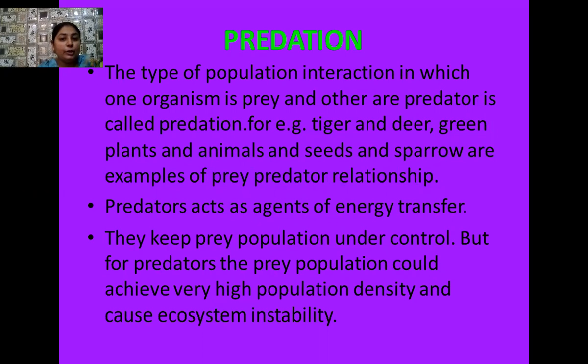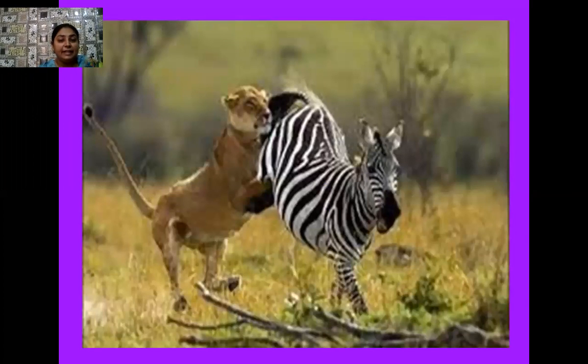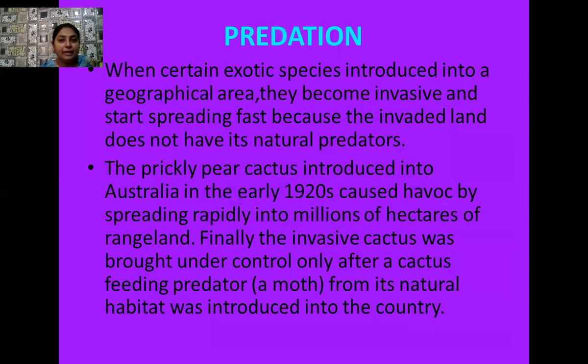As I have already told you, they keep the prey population under control. If the predators are absent from the habitat, then the prey population keeps on increasing and there is no check over that population. That increases the burden on the habitat because the resources become limited. So here we are going to study how the population of the prey is maintained by these predators. This means they play a significant role in controlling the population of the prey.